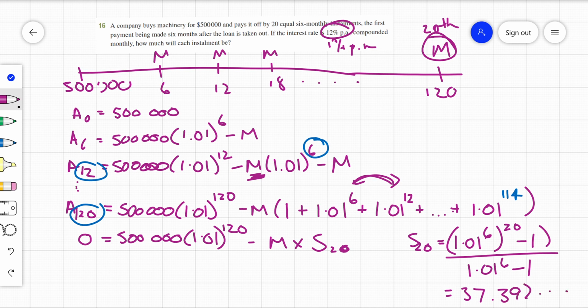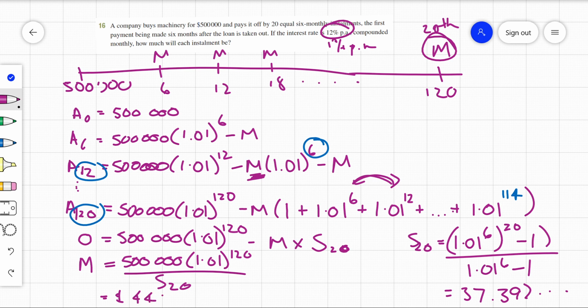Okay, so if we want to find M, if I put M S20 over this side and then divide by the S20, that's what I'm doing. So this to the power of 120 divided by S20. And what we get is, be careful with your calculator, 44131.77. So they're going to have to make these repayments every 6 months of 44,000 plus in order for it to be paid off in those 20 payments, 20 equal 6 monthly installments.